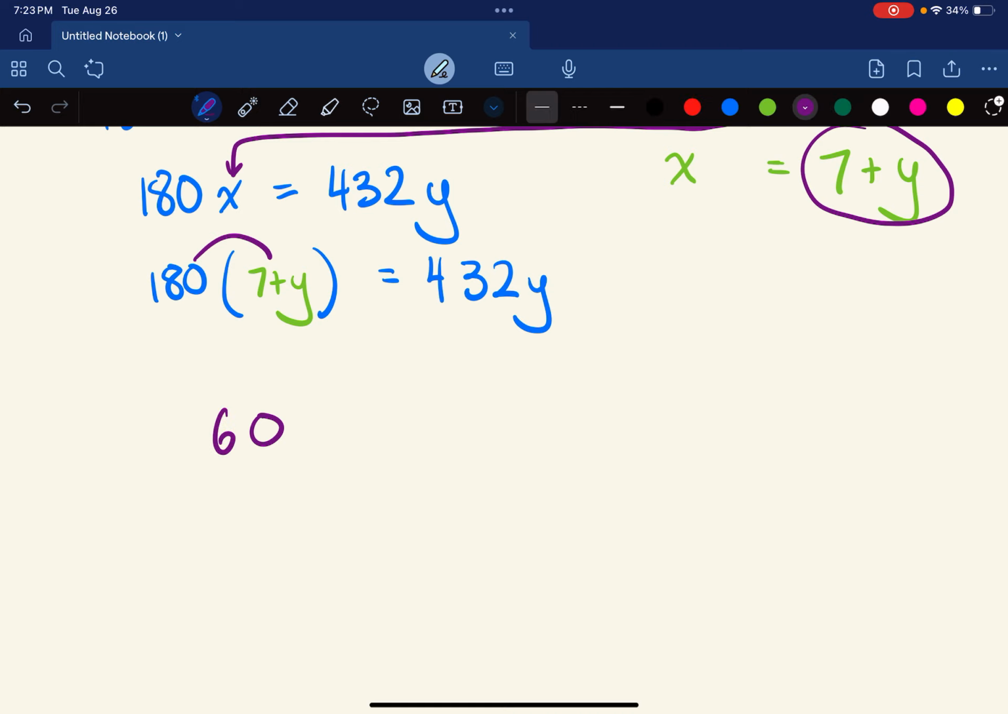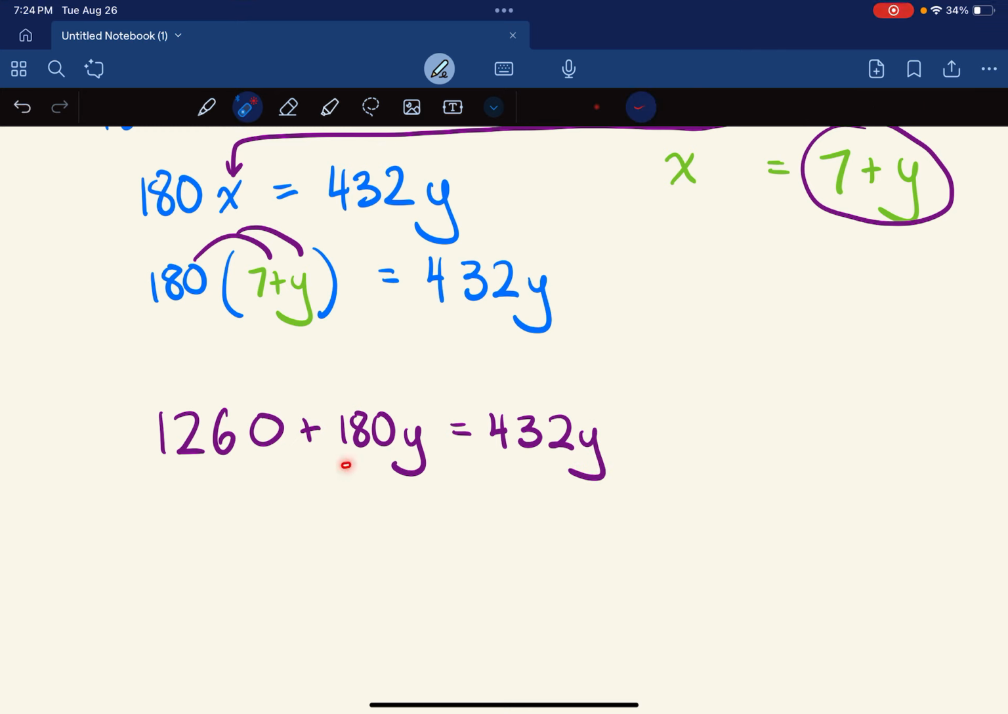Okay, so I have my 5 fingers, and then I'm going to multiply 7 times 1, which is 7, plus the 5 fingers that I have. 7 plus 5 is 12. So I know this is going to be 12, so 1260. And now I'm going to distribute again. Times the y is going to be 180y. That's going to equal 432y.